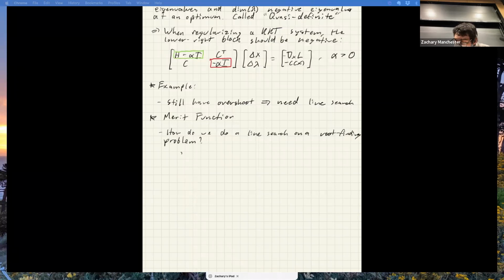Okay, so we want to define a merit function. Basically this situation: find x star such that c of x star equals 0. We want to define a scalar merit function, which we'll call p of x, that basically measures distance from a solution.